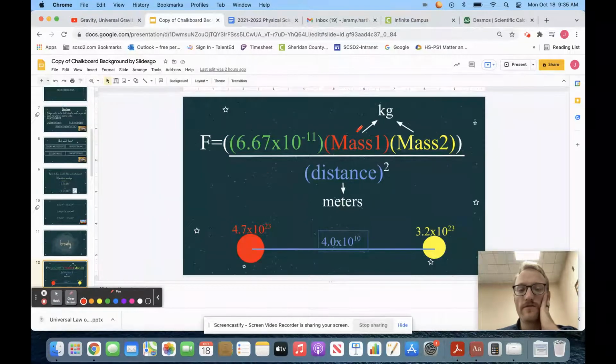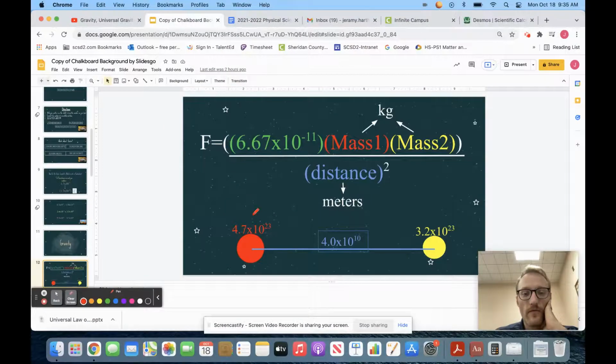Then we just take whatever two objects we're looking at, and we have the mass of that object in kilograms times the mass of the other object in kilograms. And then we're going to divide it by our distance squared. Now, this is very important. Everybody forgets this squared. So circle that in your notes, highlight it, whatever you need to do. Do not forget to square your distance. So go ahead and pause the video, write that into your notes, and then let's practice this, okay?